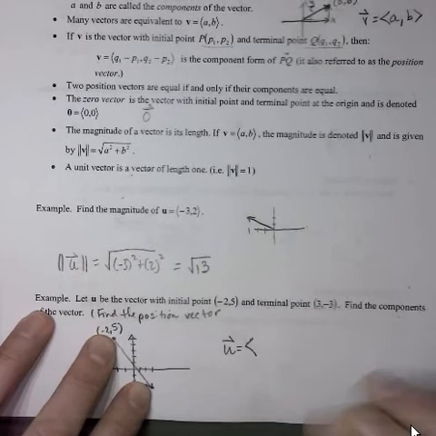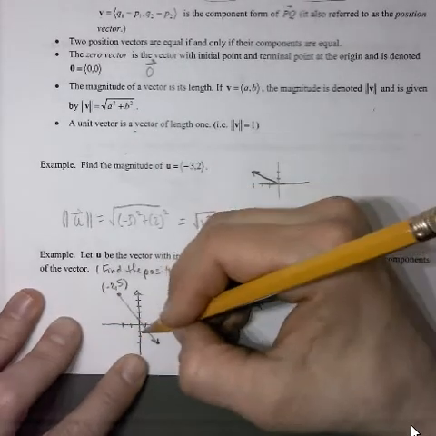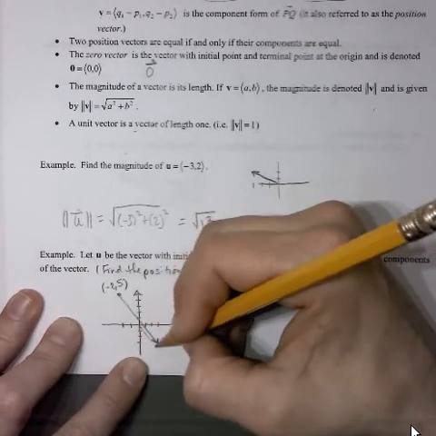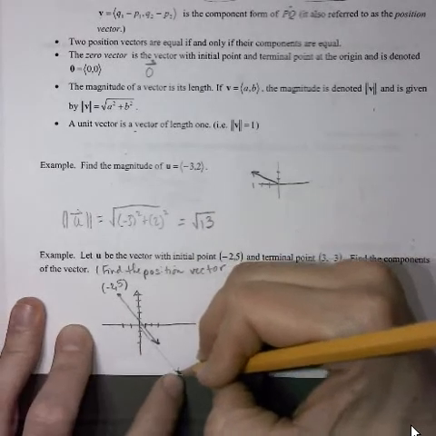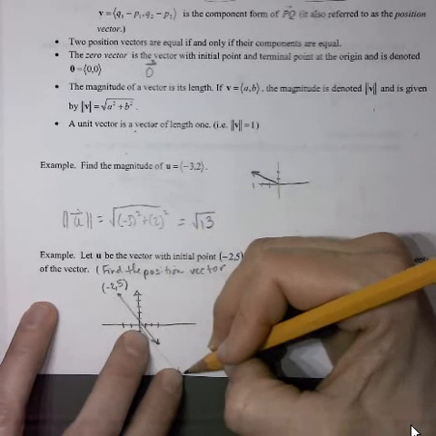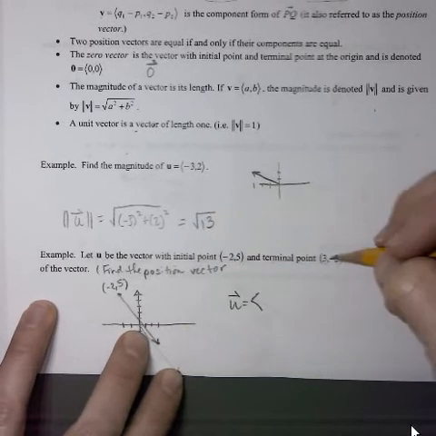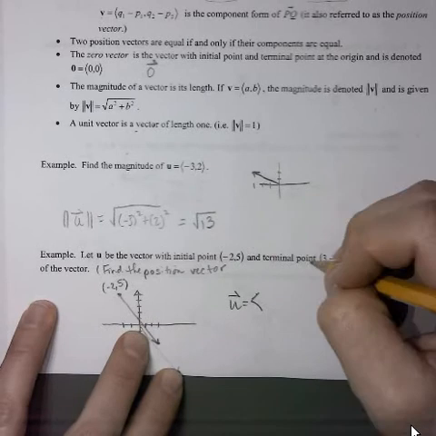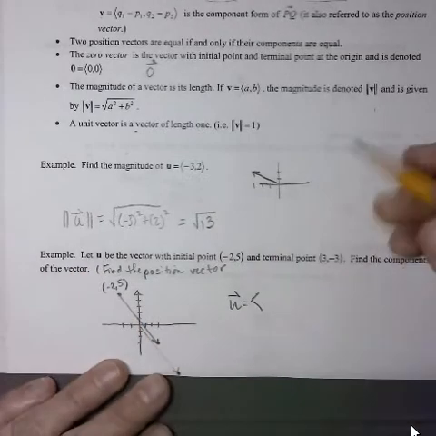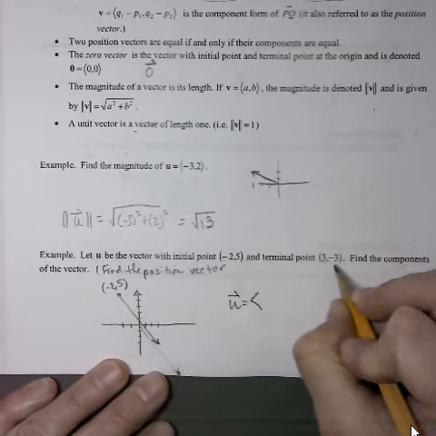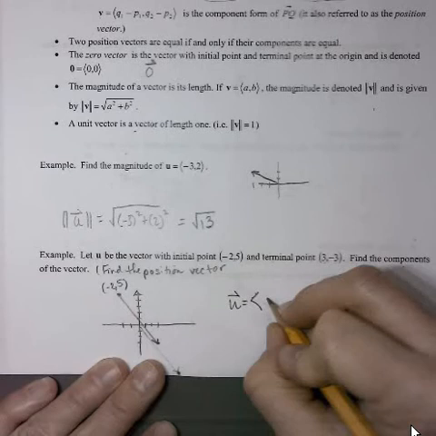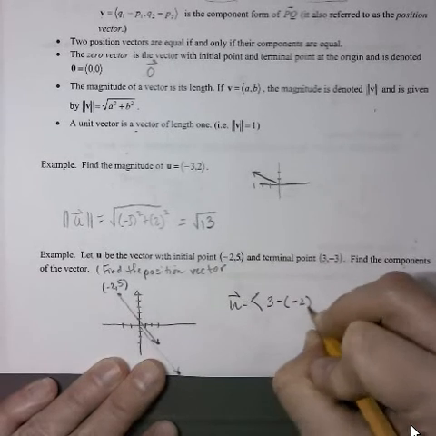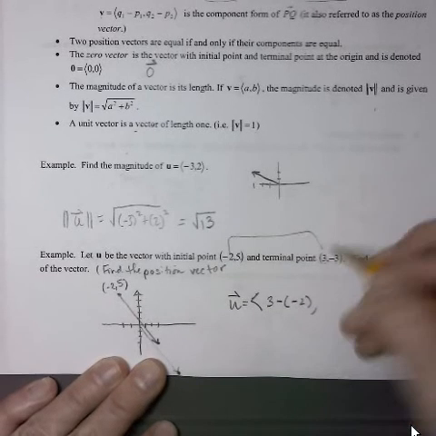If you translate this to standard position, it's going to be parallel and the same length. So the components will be whatever this ordered pair is if you take this and translate it over here. It's very important you get the order of subtraction correct, otherwise it's going to go in the opposite direction. So terminal minus initial. First the x coordinates of the points, so 3 minus -2, and then -3 minus 5.